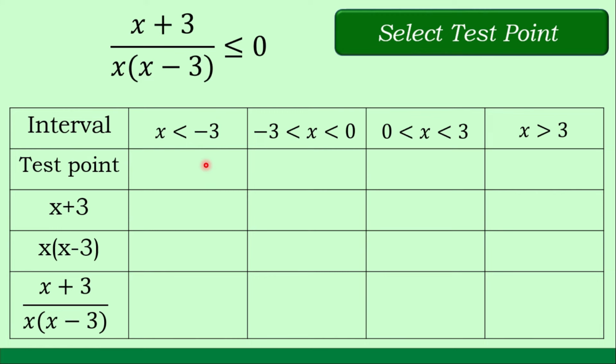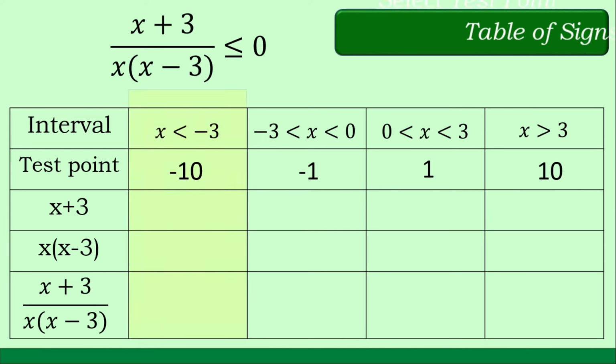Let's think of any number that is less than negative 3. So for this example, I'll use negative 10. How about for the second interval, between negative 3 and 0? So what I have here is negative 1. For the third interval, between 0 and 3, I'll use positive 1. And for the last interval that's greater than 3, I'll use positive 10. So again, these are our test points. We are done selecting our test point.